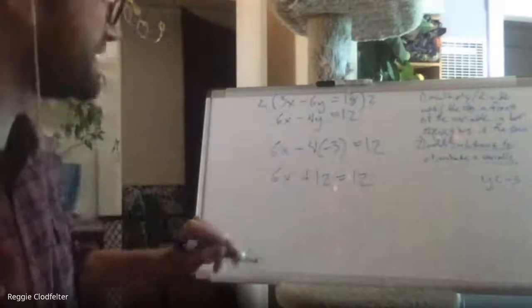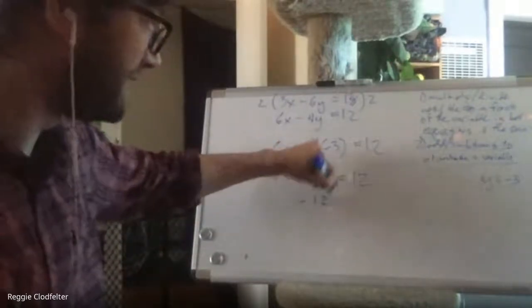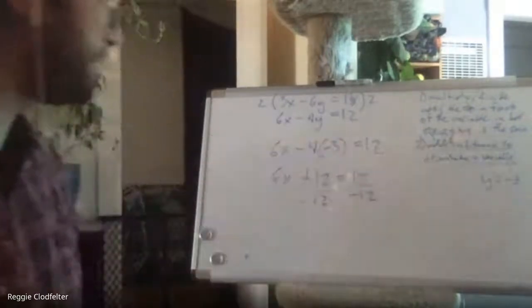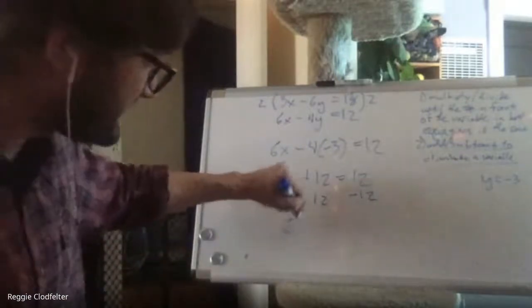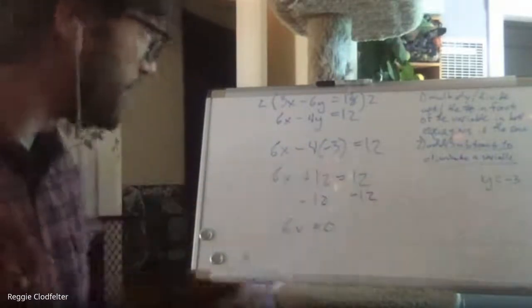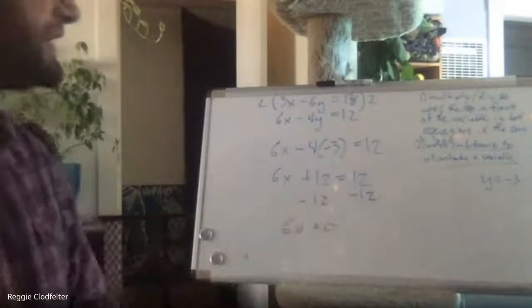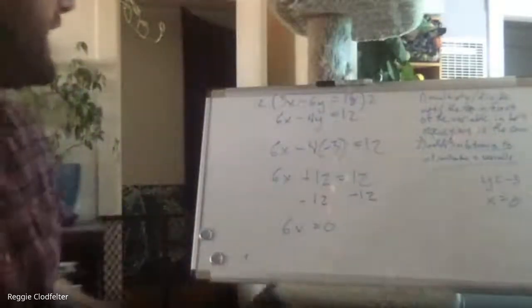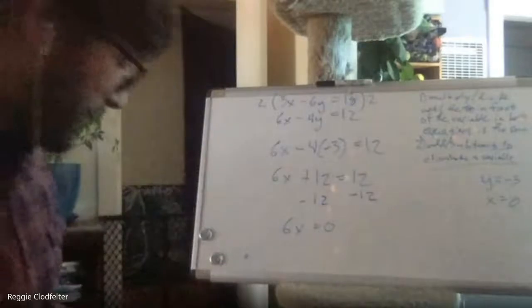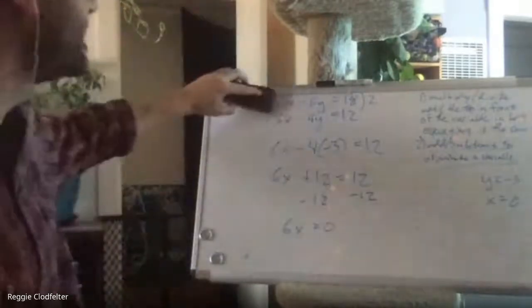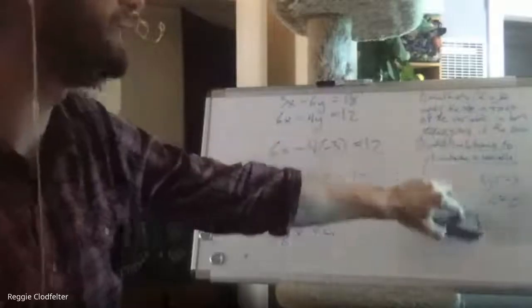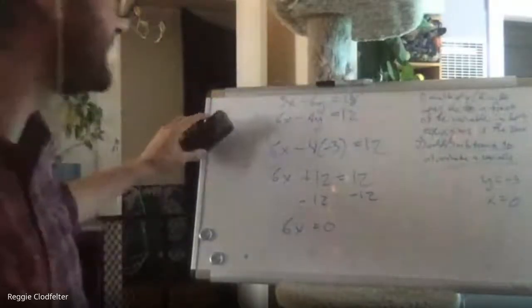Now, this is the same situation Kainoa saw in the other one. If I subtract 12 from both sides, I get 6x equals 0. What times 6 equals 0? 0. That means x equals 0. Now, you may say, hey, that's weird. I didn't think I'd get 0. So we can always check our answer. How do we check? Substituting. Substitute -3 and 0 in for x and y and see if it's a true statement.